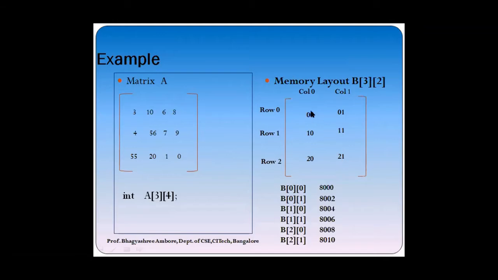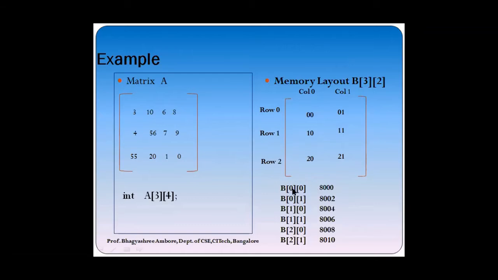What we understand from this is that the compiler starts assigning the values row by row. First it completely finishes the first row, then it goes to the second row. Then it completely fills the values, then it goes to the third row. It is continuous memory allocation.